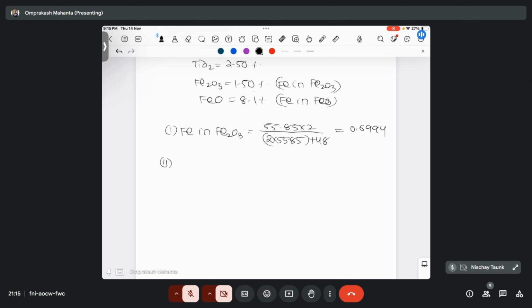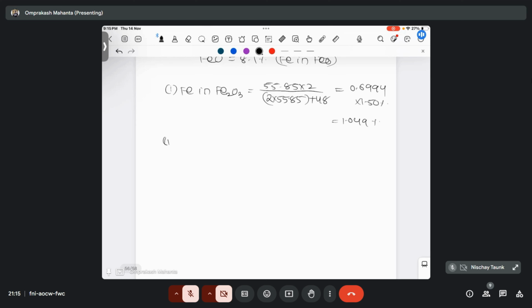Then you need to calculate in the whole rock, no? Then you need to multiply it by 1.50. That will come around 1.049. If you're not getting it, don't worry. This is not necessary for now, but it will help you in future.